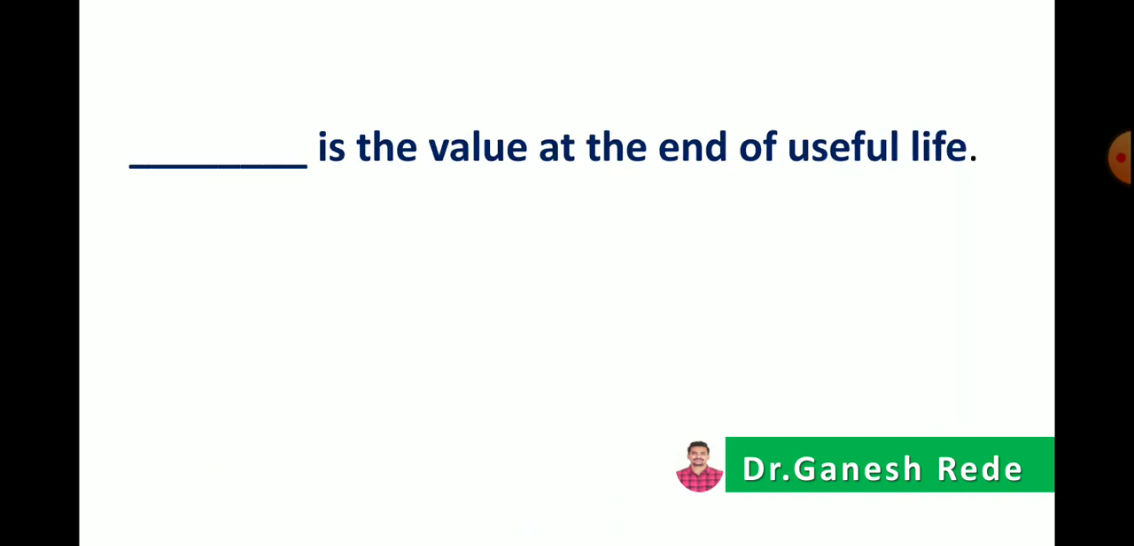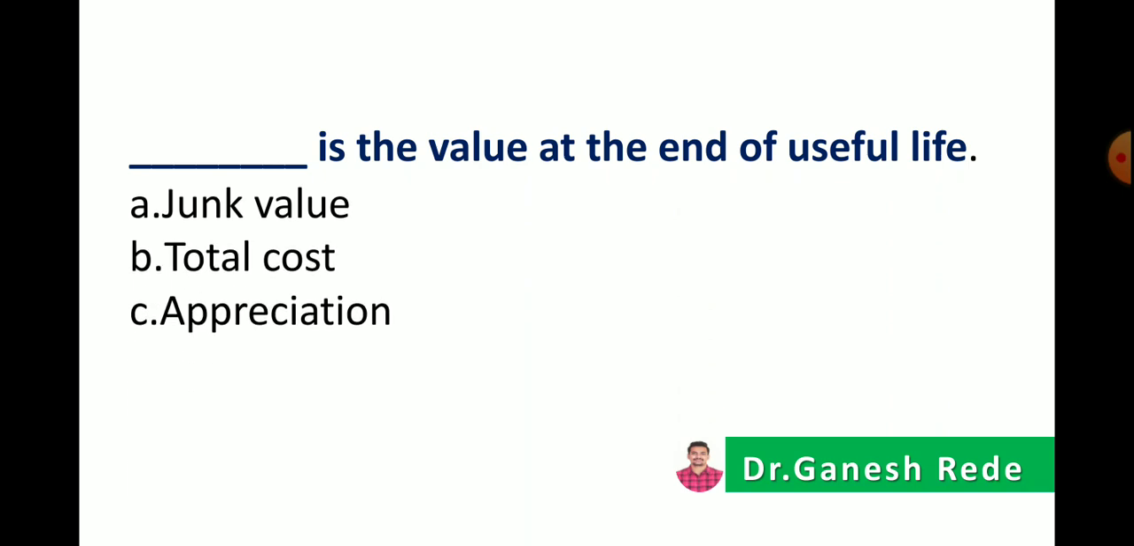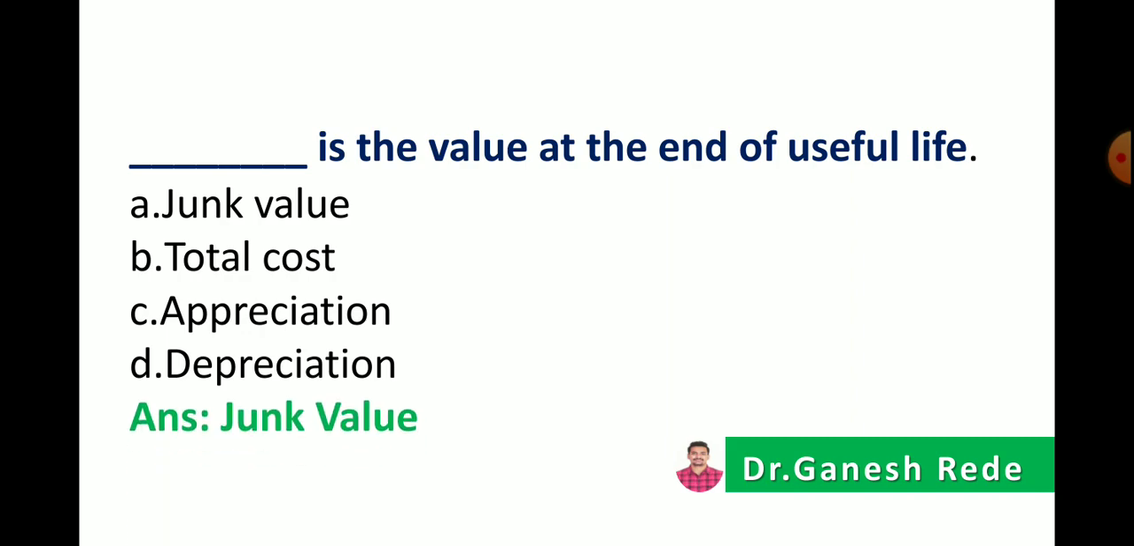Next, dash dash is the value at the end of useful life of machinery or any assets. Option A, junk value. Option B, total cost. Option C, appreciation. Or option D, depreciation. Correct answer is junk value. Junk value is the value at the end of useful life of the assets or farm machinery or any implements.